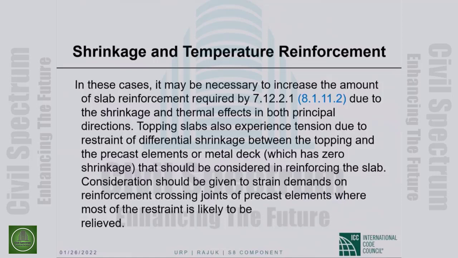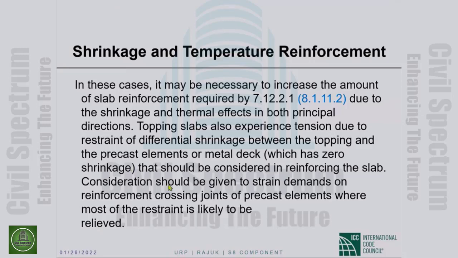Topping slabs on precast also experience tension due to restraint of differential shrinkage between the topping and the precast elements or metal deck. There is sometimes topping on metal deck, not sometimes, this is quite popular. That should be considered in reinforcing the slab. Consideration should be given to strain demands on reinforcement crossing joints of precast elements, where most of the restraint is likely to be relieved.